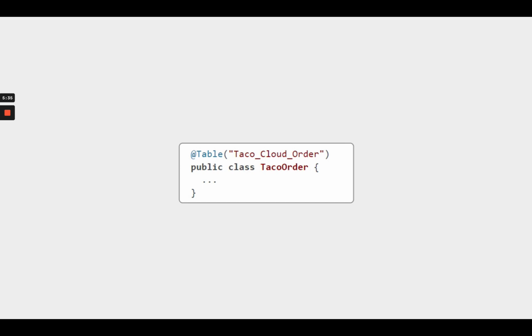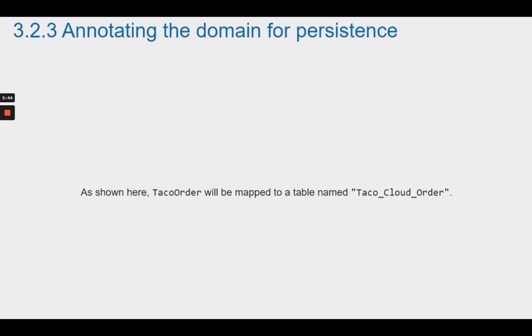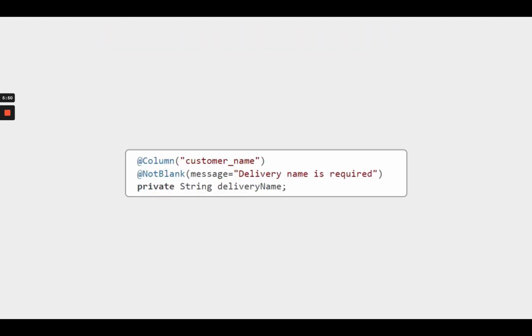But if you'd prefer to map it to a different table name, then you can specify the table name as a parameter to @Table like this. As shown here, TacoOrder will be mapped to a table named taco_cloud_order. As for the @Id annotation, it designates the ID property as being the identity for a TacoOrder.